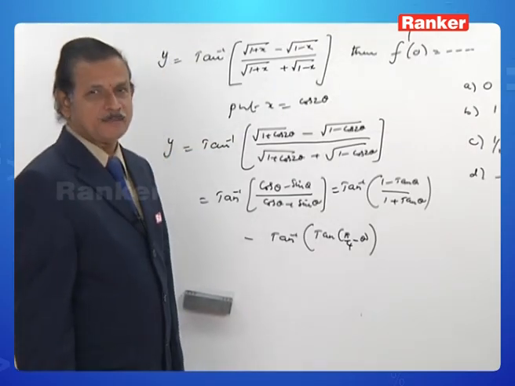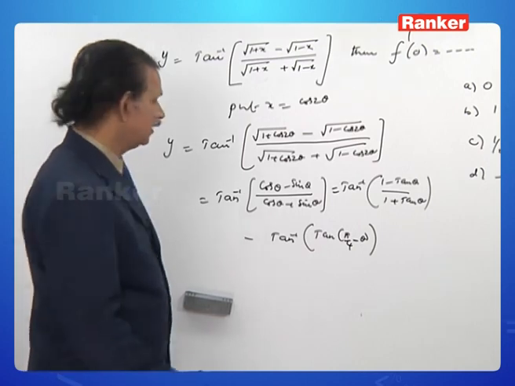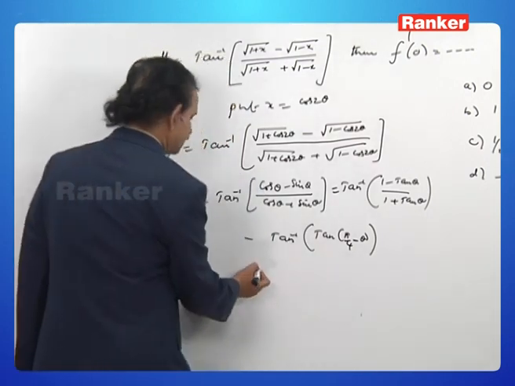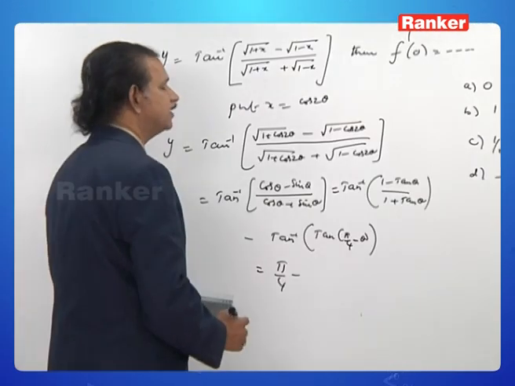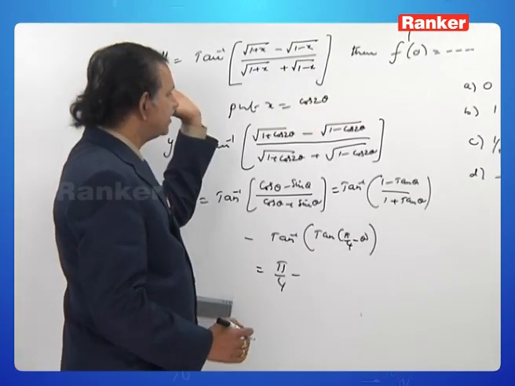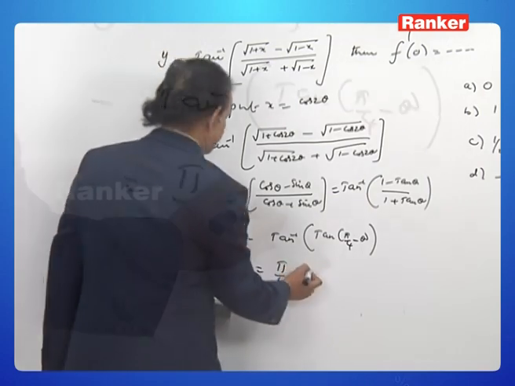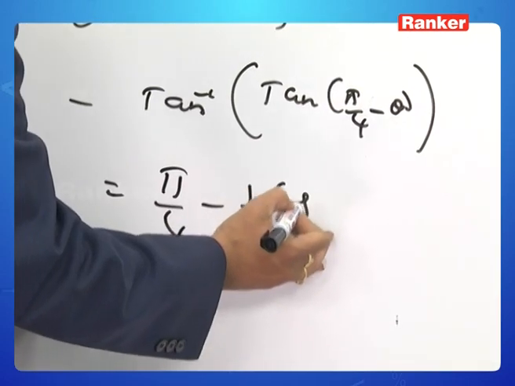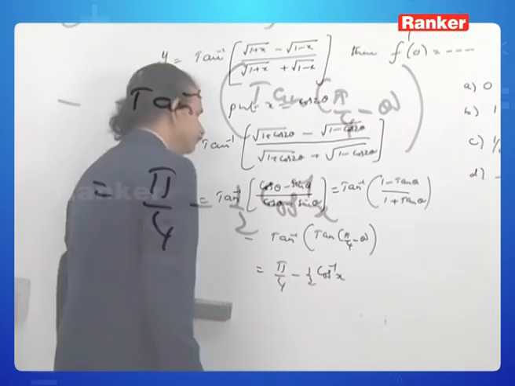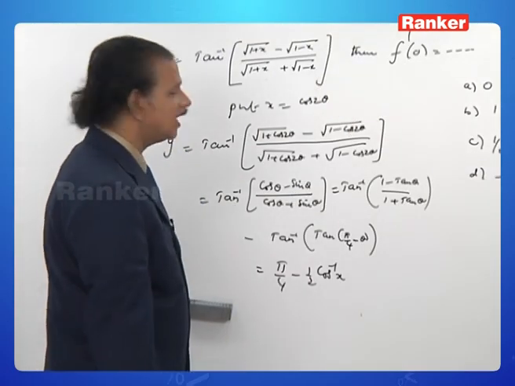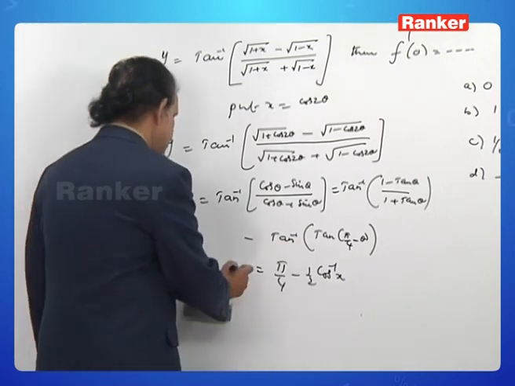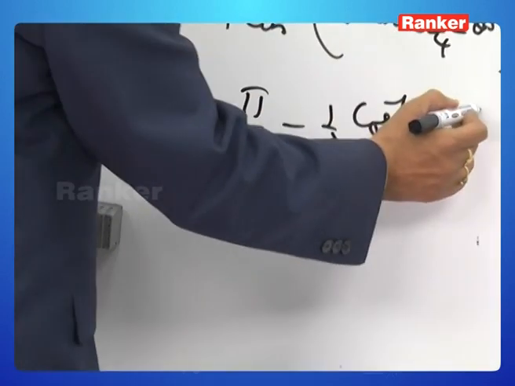Good. This is pi by 4 minus theta. What is theta? 2 theta is cos inverse x, so theta is half cos inverse x. This is your y.